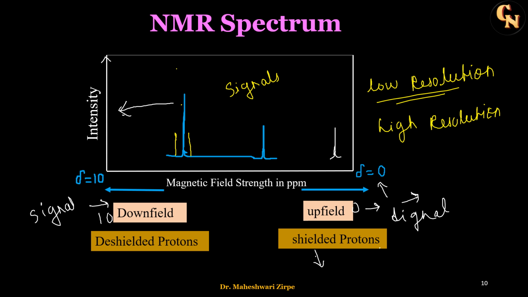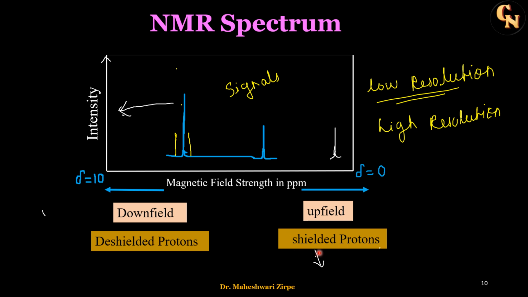So once again, let us revise this NMR spectrum. I'll just remove this so that we can understand it once again. In NMR spectra, the signals which we get towards delta is equal to 0, we call such signals what? Upfield signals. And what does an upfield signal indicate? That the protons are shielded.